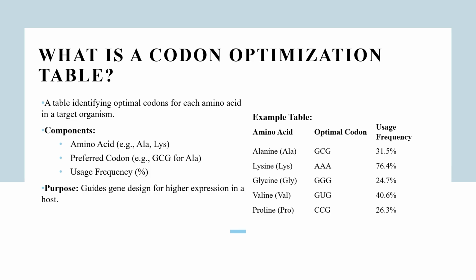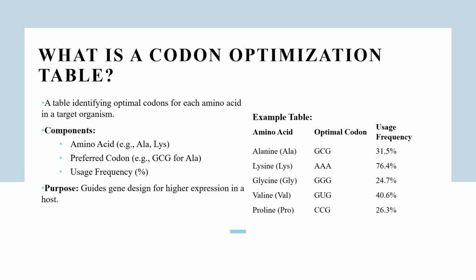A table identifying the optimal codon for each amino acid in a target organism. Components: amino acids, preferred codon, usage frequency. What's the purpose of the optimization table? It guides gene design for higher expression in a host.